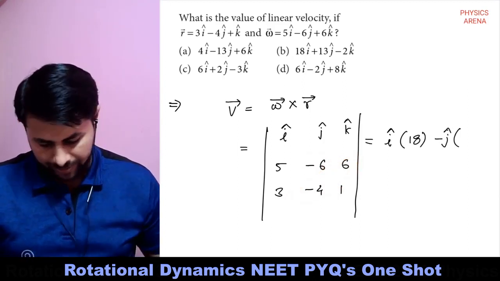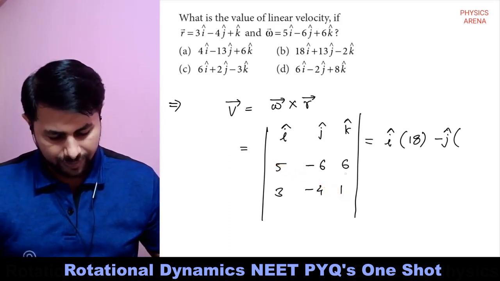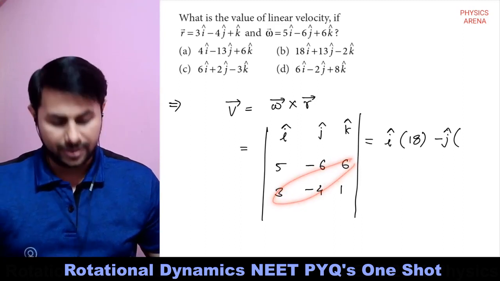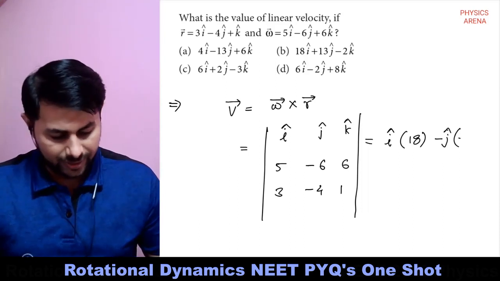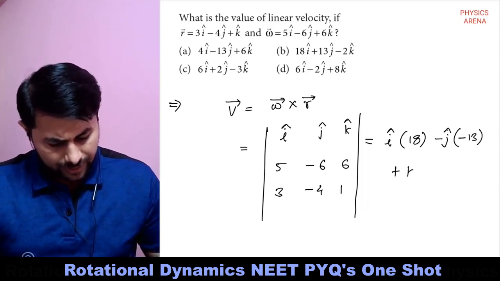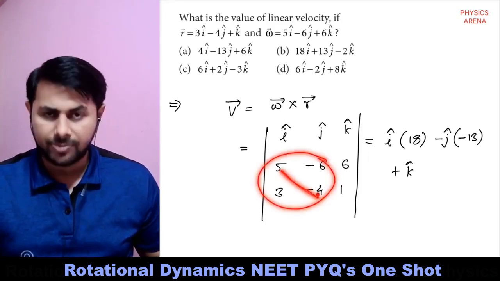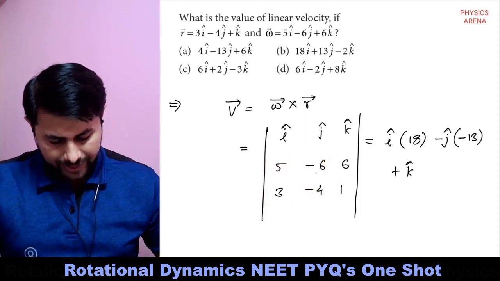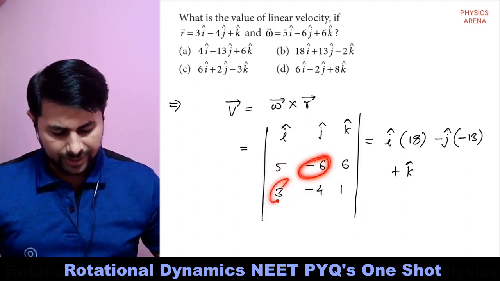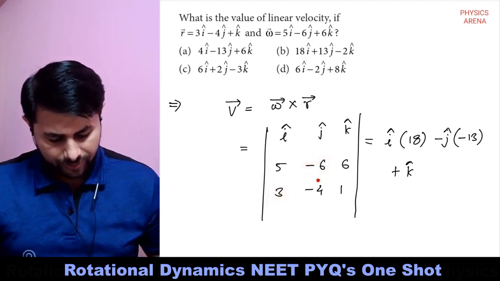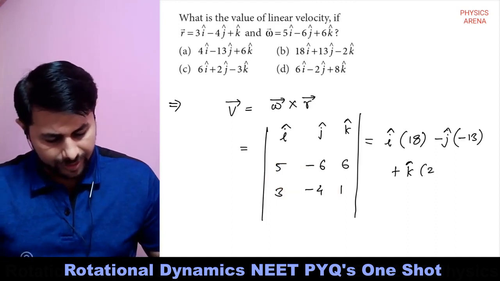Minus j cap multiplied by this thing multiplied by this thing. So 5 times 1 is 5, minus 6 times 3 is 18. So 5 minus 18 is minus 13. Plus k cap multiplied by this product. So 5 times minus 4 is minus 20, minus, and now this will become plus because we have minus 6. So minus 6 times 3, 18, right? So minus 20 plus 18, how much? 2. Okay, so multiply by 2.